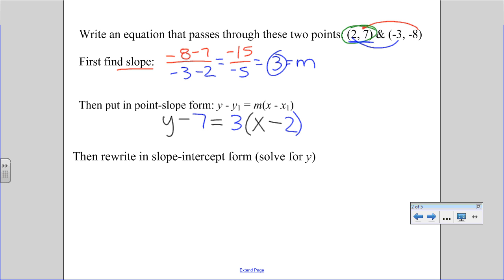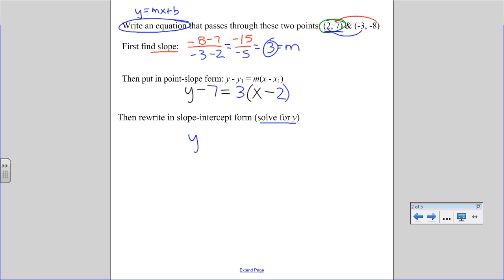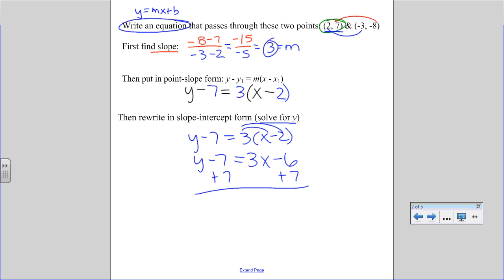So now you're going to rewrite that in slope-intercept form, which means solve for y. That's what it means to write an equation. It needs to be y equals mx plus b. And so I'm going to take y minus 7 is equal to 3 times x minus 2. I'm going to distribute and get 3x minus 6 is equal to y minus 7. I'm then going to get y by itself by adding 7 to each side. And I get y is equal to 3x plus 1.